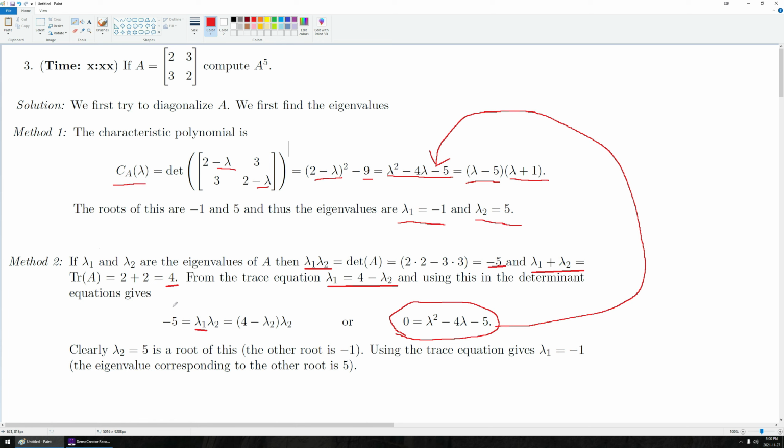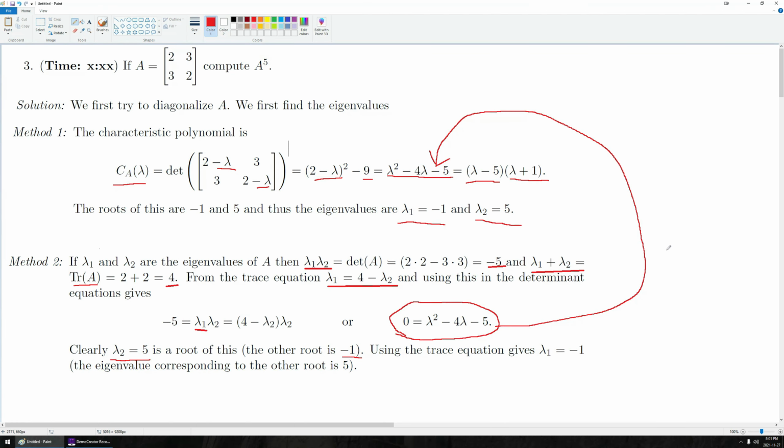Okay, so from here I can simply note, hey, this thing's a root, and the other root's negative 1. So if I take these solutions and plug them into the trace formula, from there I can say lambda 1 is equal to negative 1, or the other corresponding root, if I had lambda 2 is equal to negative 1, is just 5.